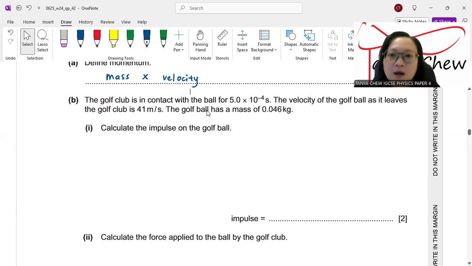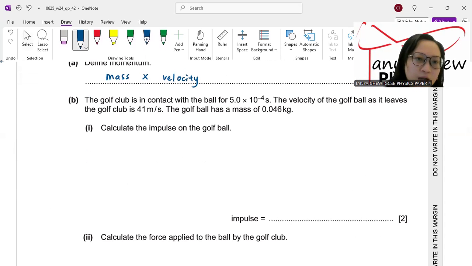Now B, the golf club is in contact with the ball for 5 times 10 to the power negative 4 seconds. Velocity of the golf ball as it leaves the golf club is 41 meter per second. The golf ball has a mass of 0.046 kilogram. Calculate the impulse on the golf ball. Now there are two equations for impulse. I am going to write here.